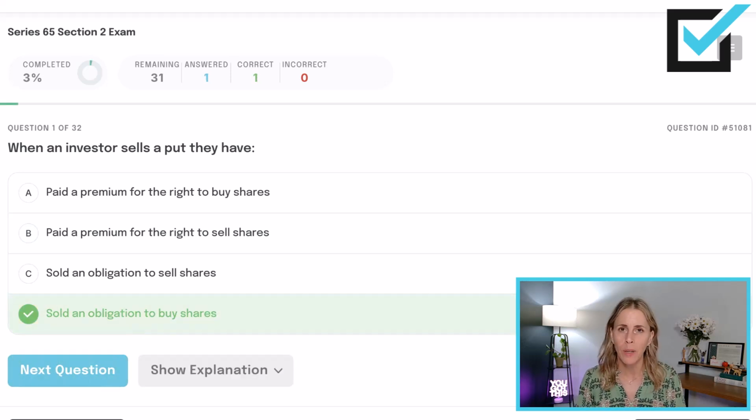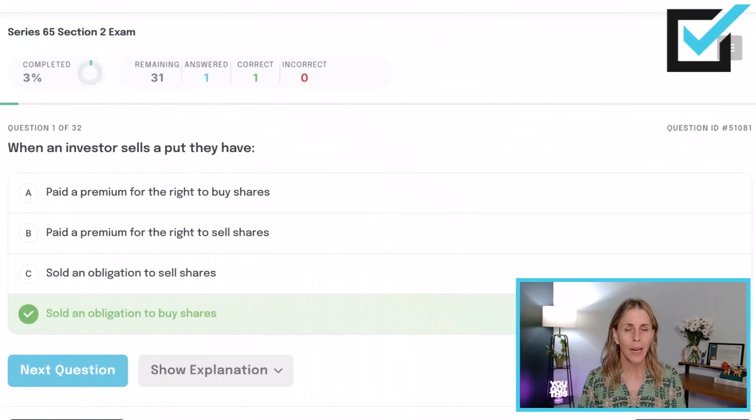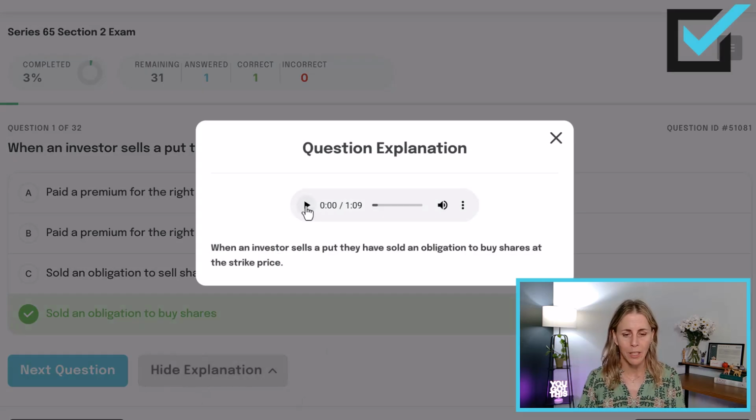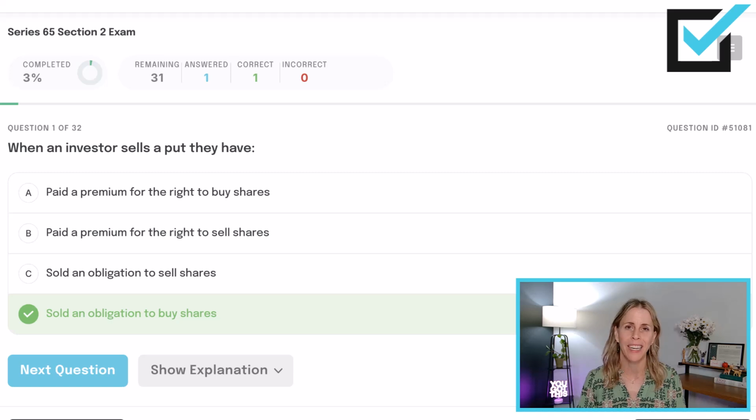That doesn't mean that it's going to be exercised against you. You, as a person who sold the put, are hoping and praying that the market price does not go below the strike. And if it doesn't, then you end up doing nothing. You collect the premium and do nothing, which when you sell an option is the best case scenario. So when you answer the question, we know we got it right. We got the green check mark. If you have any questions, you can click Show Explanation. You can listen to the audio explanation.